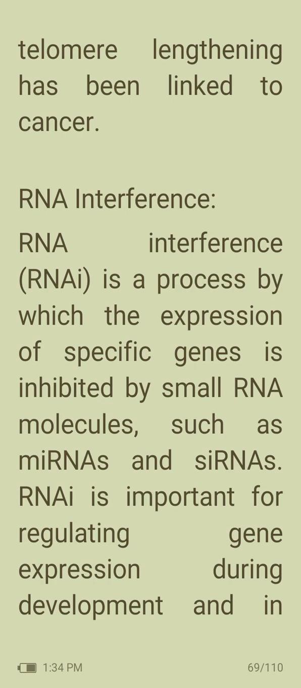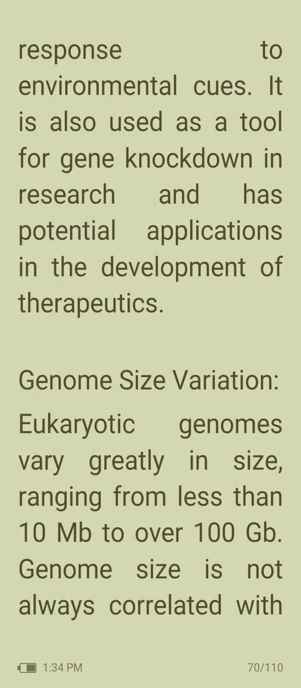Next, RNA interference. RNA interference is a process by which the expression of specific genes is inhibited by small RNA molecules such as miRNA and siRNA. RNAi is important for regulating gene expression during development and in response to environmental cues. It is also used as a tool for gene knockdown in research and has potential applications in the development of therapeutics.